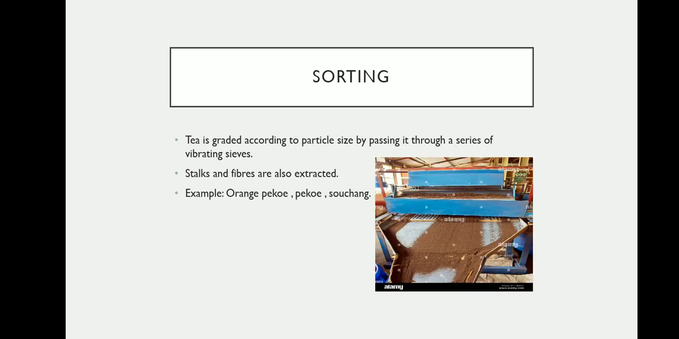Then the last and final process is sorting. Tea is graded according to particle size by passing it through a series of vibrating sieves. The stalks and fibers are also extracted. For example, orange pekoe and souchong are graded likewise. Then the graded tea leaves are packed and sold in the market.